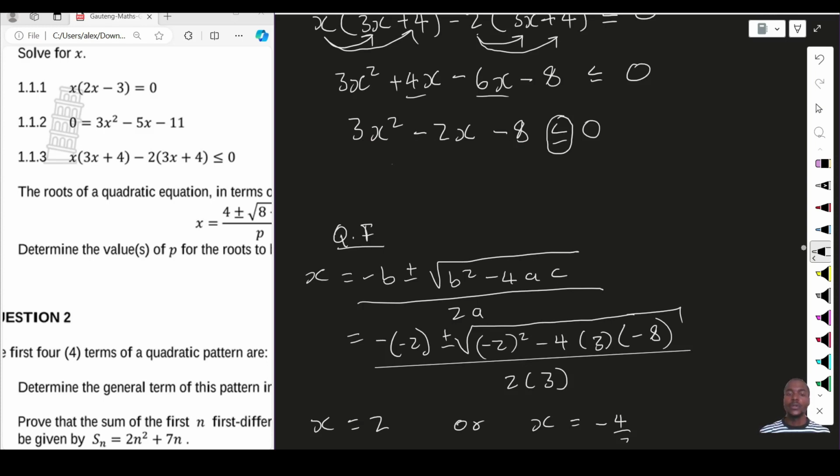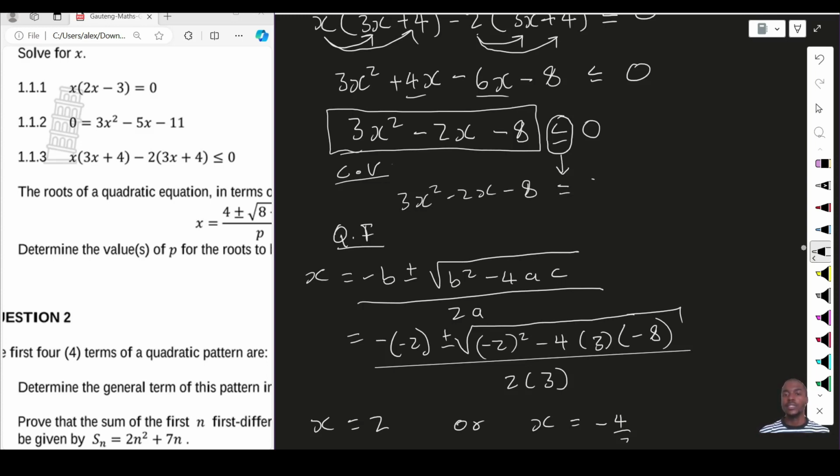After this step, you must say critical values. So here we are trying to find the critical values of this expression. To find the critical values, you will change this inequality to equals to. So now we must say 3x squared minus 2x minus 8 is equal to 0. Then after, this is what we got as our critical values. These are your two critical values.